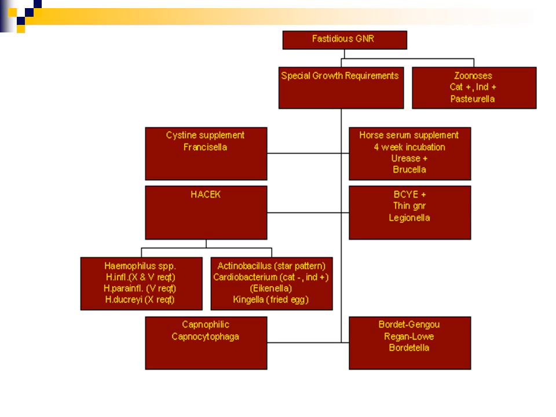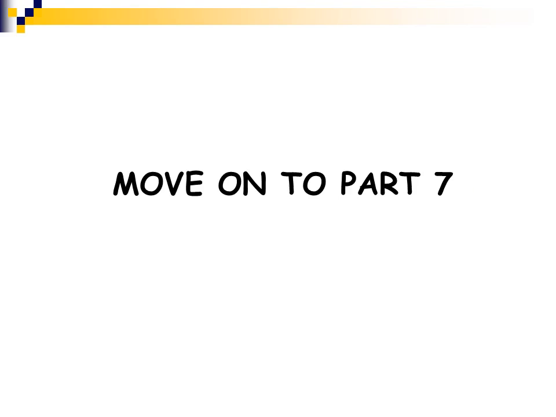And here's a chart of your fastidious gram-negative rods. If it's a zoonotic organism that's catalase positive and indole positive, you might be thinking of Pasteurella. If it has special growth requirements, it needs cysteine, you'd think Francisella. You might consider your HACEK organisms, your Legionella, your Bordetella, your Capnocytophaga. So this is just an overall flow chart. It doesn't have a lot of specifics in here. We're going to move on to the 7th part of this fastidious gram-negative rods.